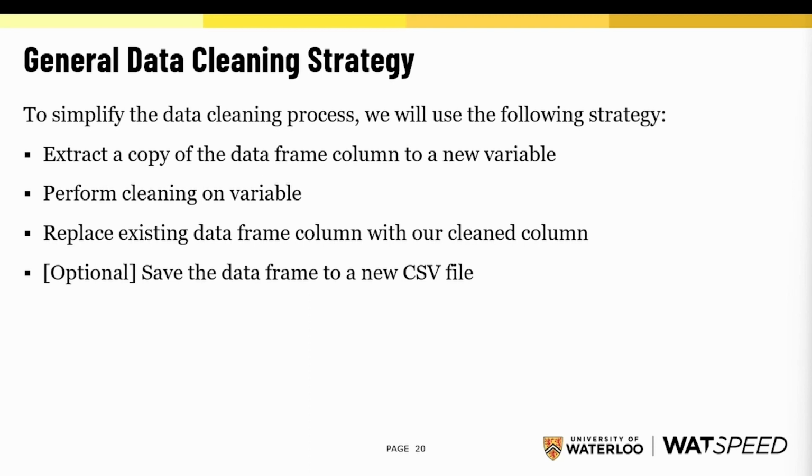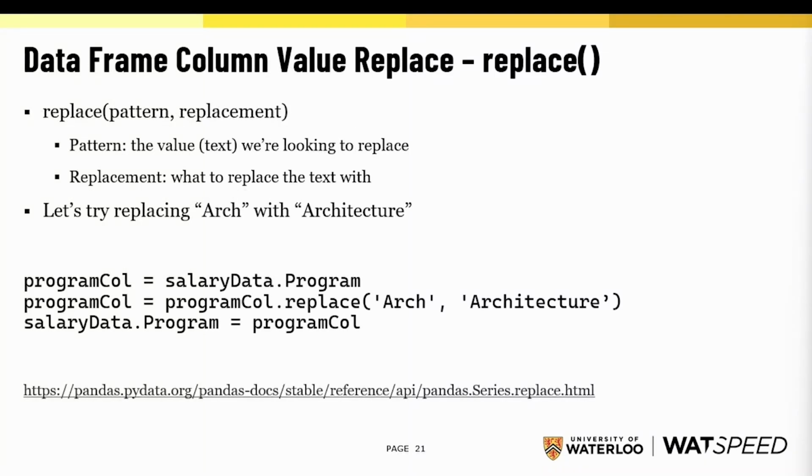So how can we replace ARCH with the full word architecture? Well, we'll take advantage of the data frame column value replacement function, conveniently called replace. This function takes two parameters: the pattern that we're searching for and what value we want to replace the pattern with. So the pattern will be the text that we want to replace, and the replacement will be what we want to replace that text with.